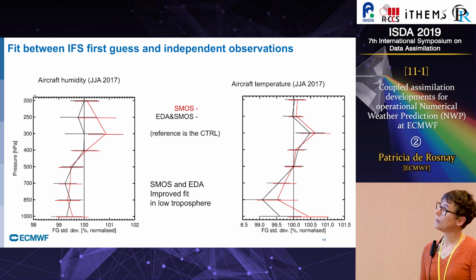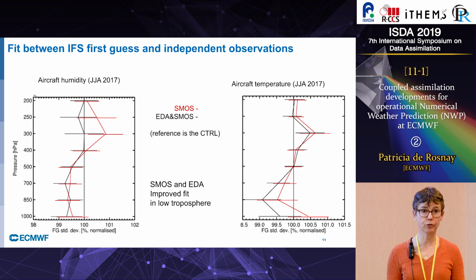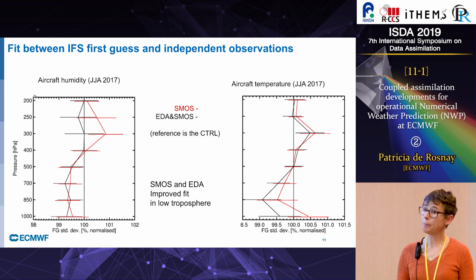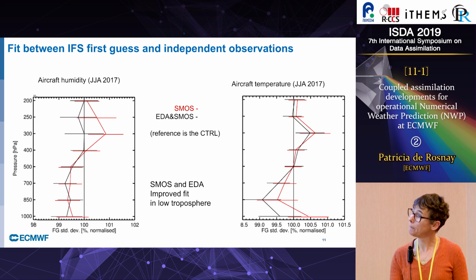And on this slide, we are using the aircraft humidity and aircraft temperature observations, which are independent, to evaluate the impact of using SMOS neural network soil moisture and the EDA Jacobians. This is a fit to the observation in terms of first guess departure. When we use SMOS here, we can see that the fit to the observation is improved slightly significantly in the low-level atmosphere, in the troposphere. And using the EDA on top of SMOS doesn't bring additional improvement.